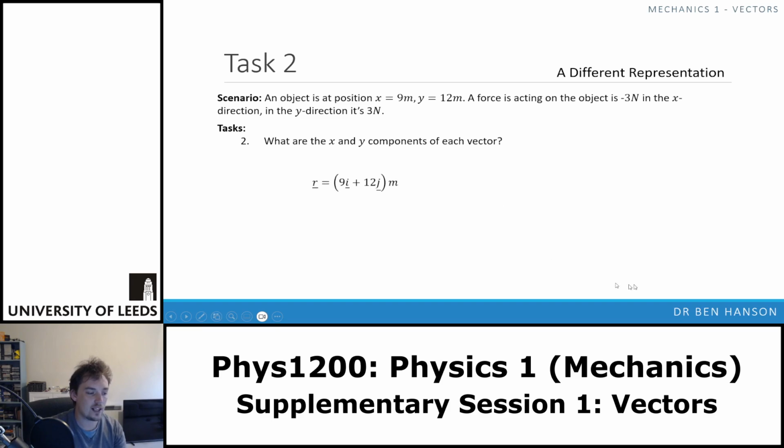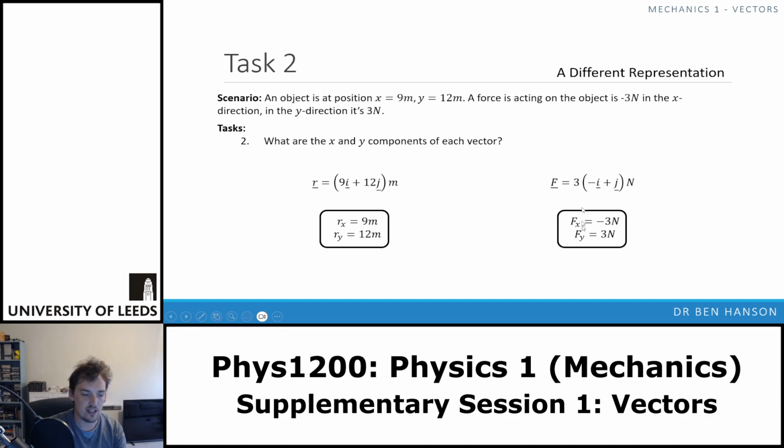So what are the x and y components of each vector? So here we've got r, so r underscore x is 9 meters, and r underscore y is 12 meters. So that subscript there is just there to tell me it's the component in that direction, right? Notice that it has units. F here is the same. So F in the x direction is minus 3. F in the y direction is 3 newtons.